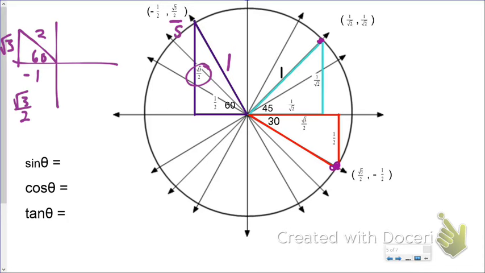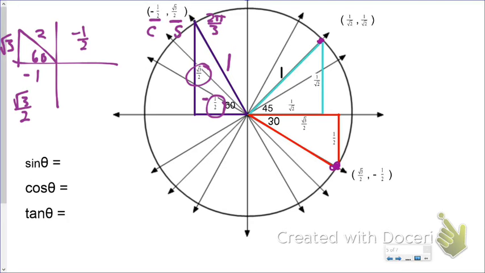Now let's look at our cosine for both of these triangles. My adjacent over hypotenuse is a negative 1/2. My adjacent right here is a negative 1/2 because I've moved in the negative direction over 1. So that means the x-coordinate at this point is the cosine of that angle. And again, this angle is 2 pi over 3 radians, or 120 degrees.